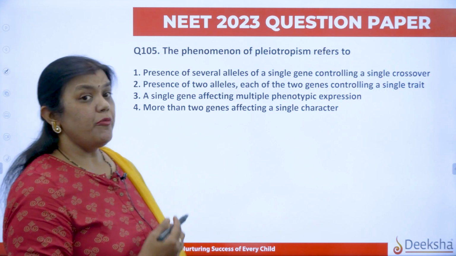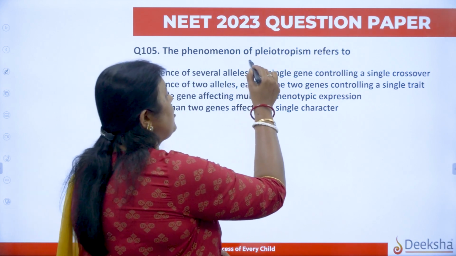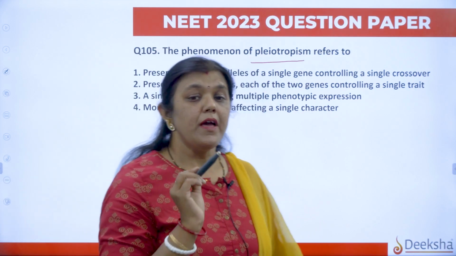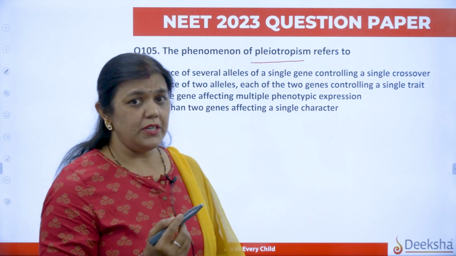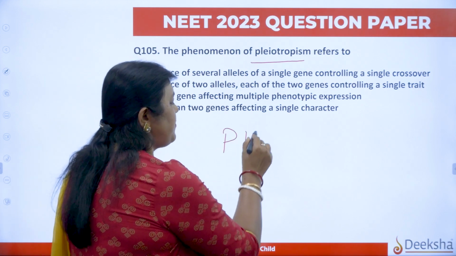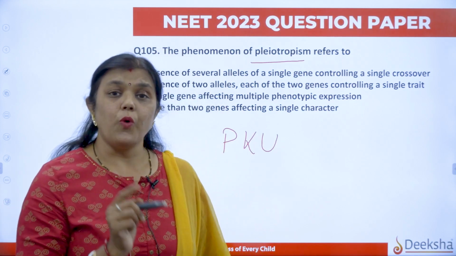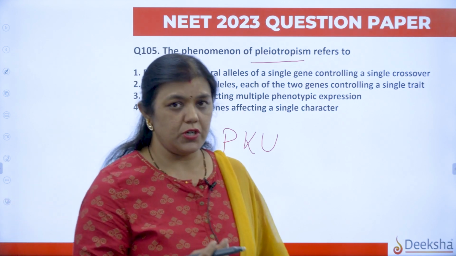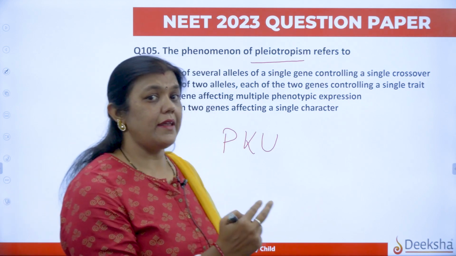Okay, the phenomenon of pleiotropism refers to, we move to the second year concepts now. What does pleiotropism mean over here? The phenomenon of pleiotropism refers to, what is pleiotropism? It is a single gene carrying many characters. The best example if I wanted to give you is PKU, which is called phenylketonuria. Because of one defective gene, there are multiple characters of that particular person which will be disturbed, or they will show the disorder. So the correct answer for this will be one gene carrying many characters.